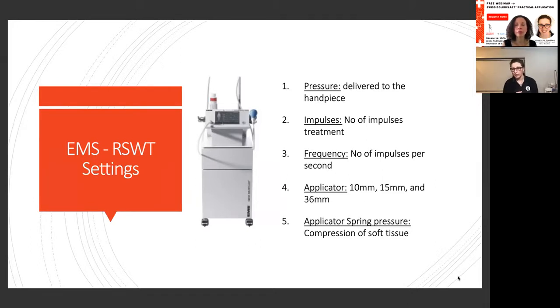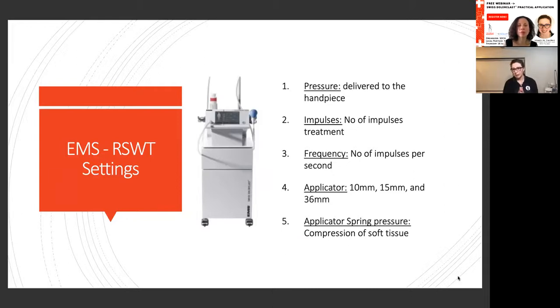Impulses is how many shockwaves you're going to give that area or tissue. The frequency is how many impulses per second. The applicator size, we've got a 10, a 15 or a 36 millimeter. Depending on the tissue, which one are we going to choose? It's really important we have a good understanding of our anatomy, the layers that we're treating, and how deep we're trying to get the treatment to work.